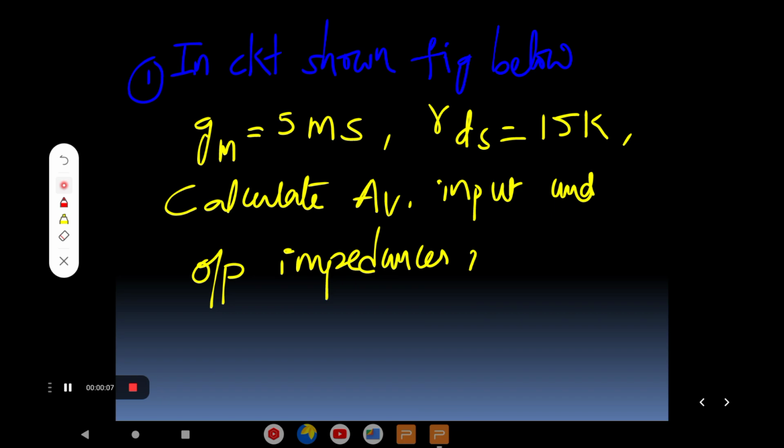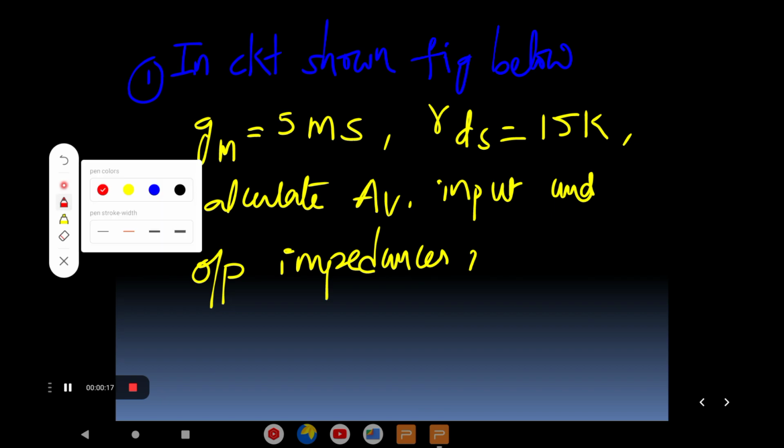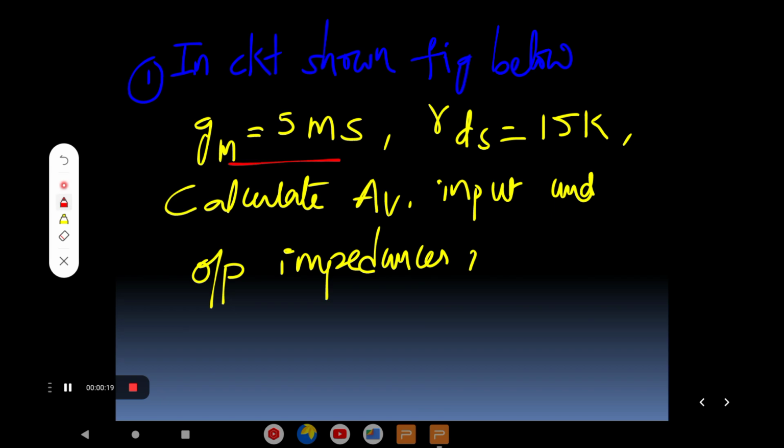In this video, we will find out the voltage gain and the input and output resistances (impedances) of the given circuit. That is the problem. For this case, the given data is gm equal to 5 millisiemens, and the drain-to-source resistance rds is equal to 15 kilo ohms. In this case, you will find the voltage gain AV, and the input and output impedances.